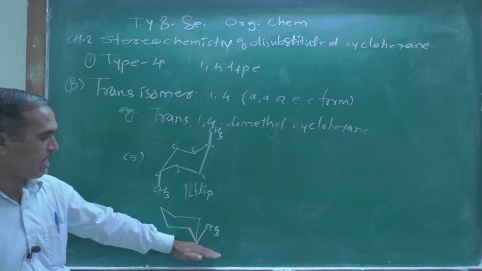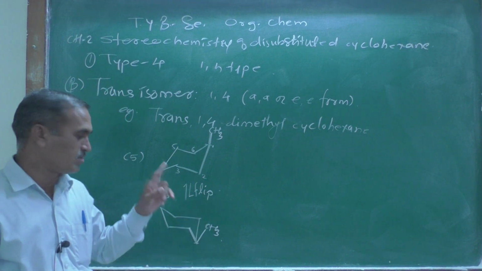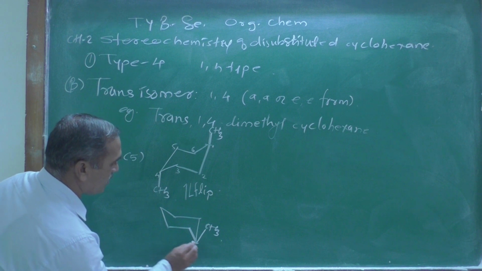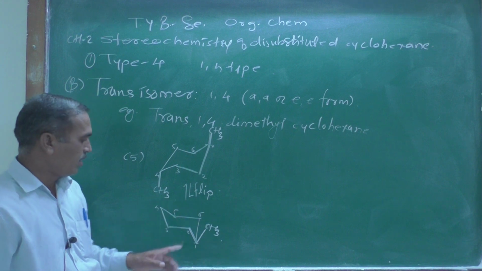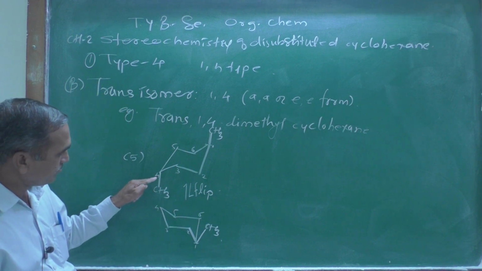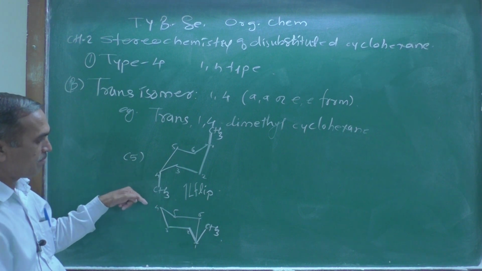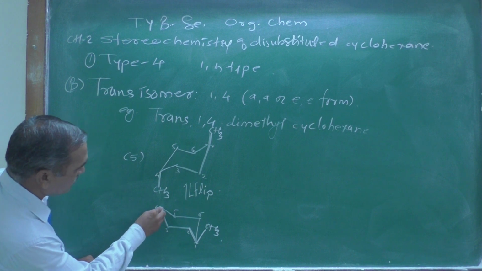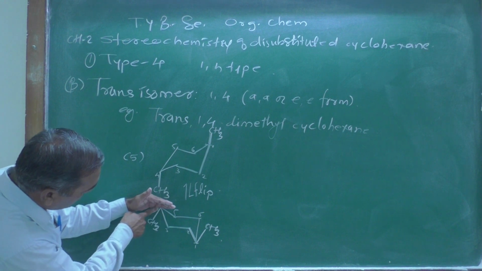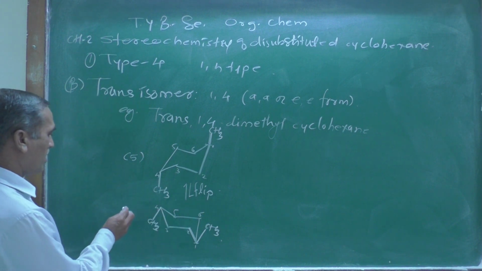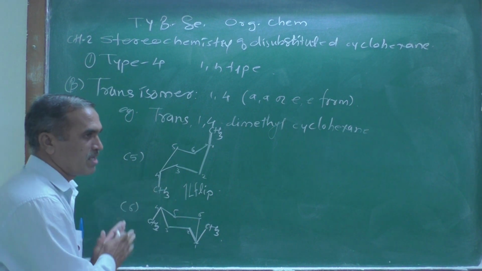If you put your hand here, you will see clearly the methyl group above the plane. This is carbon number 1, 2, 3, 4, 5 and 6, right? At position 4, the methyl group which was axial goes to an equatorial position after flipping. Both methyl groups are below the plane, and we call this structure number 6. So we have got 5 and 6.